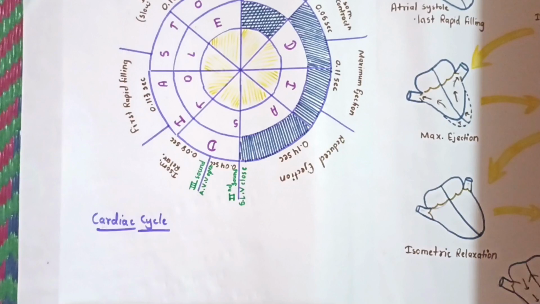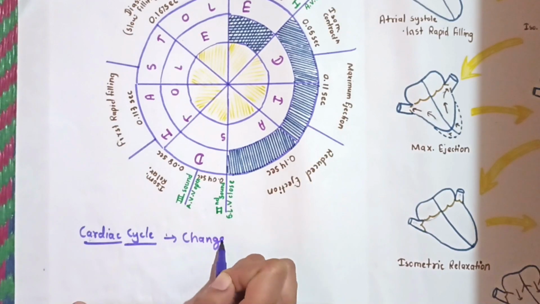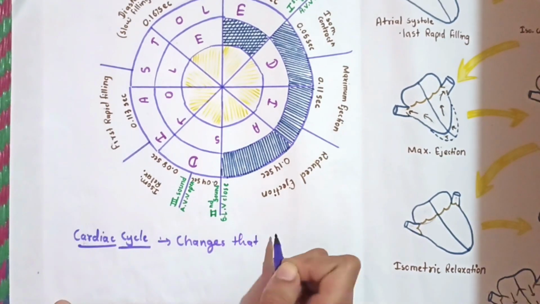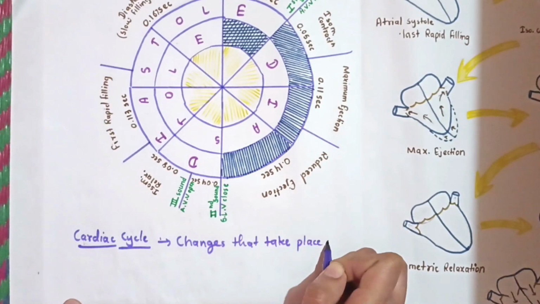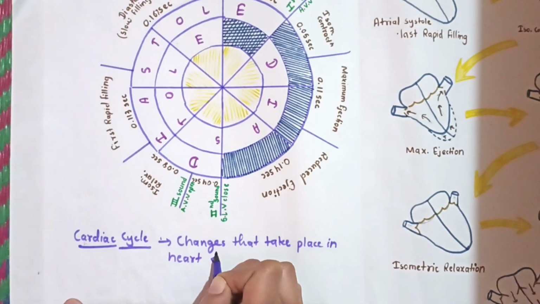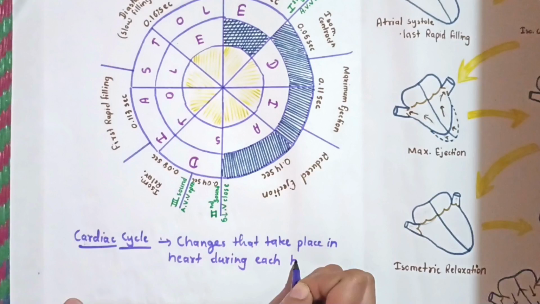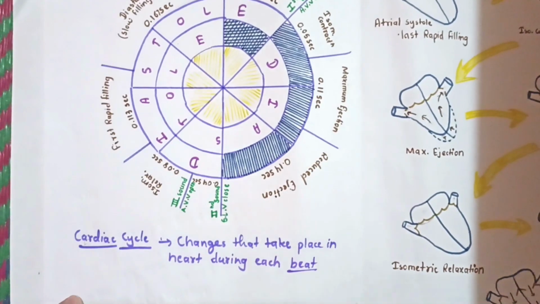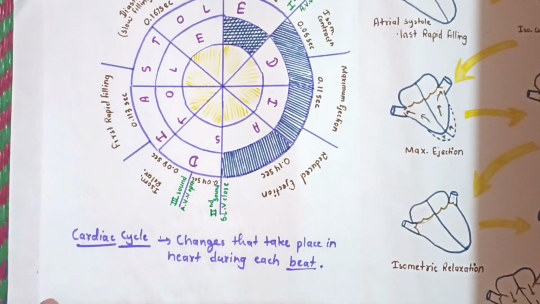The changes that occur in the heart during each beat, and this cycle repeats during each beat, is known as the cardiac cycle. So it is basically the changes that take place in the heart during each heartbeat, and these same changes repeat over and over again during each beat. Okay, so this is the cardiac cycle.